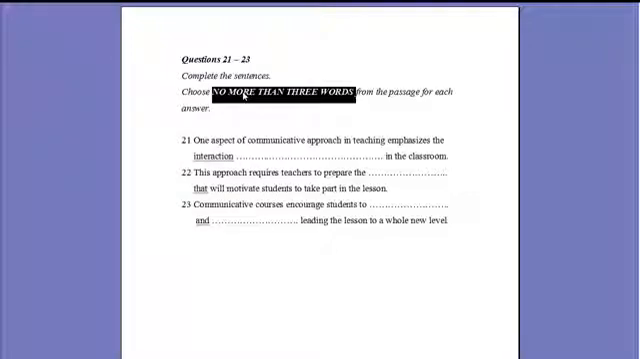Also remember that the questions will not appear in the same order in the text. For example, you may find the answer to question 23 first, and then the answer to question 21, okay? They are most probably going to be mixed. Phrases like communicative approach over here cannot be paraphrased easily, so underline them as they will be your guide to help you find the answer in the text.